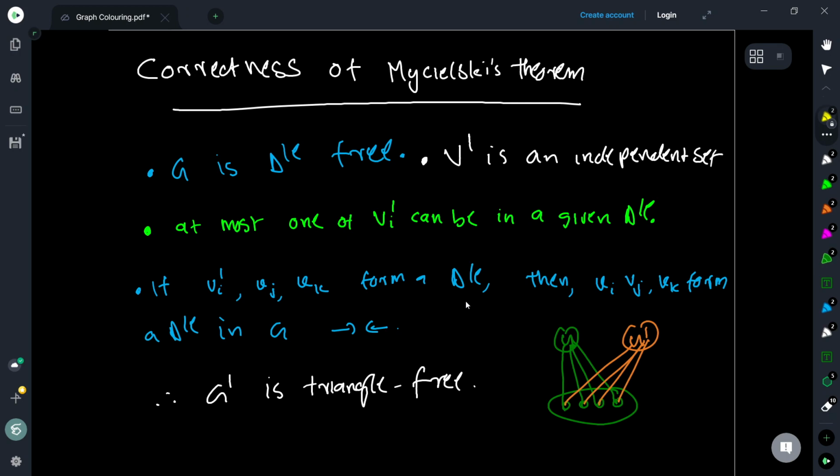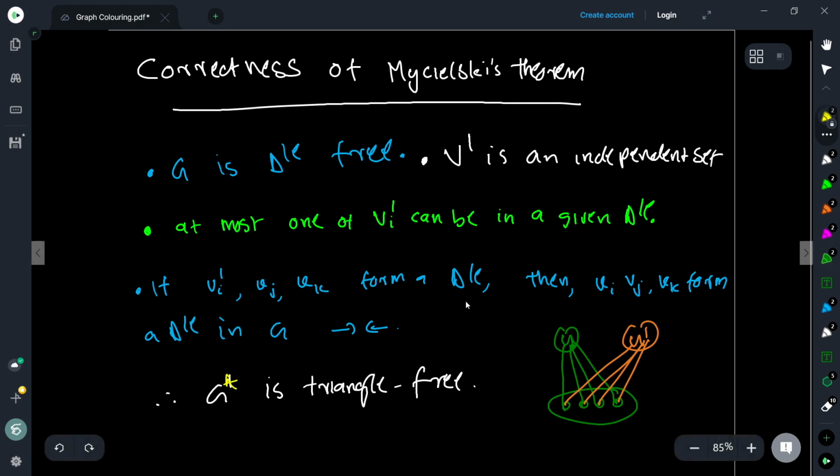First, if G is triangle free, then we know in the graph G star, the set of v dash vertices is an independent set. And we observed that at most one of the v dash can be in a given triangle. We also observed that w cannot be part of any triangle. And now if vi dash, vj and vk form a triangle, then vi, vj, vk also must form a triangle in the graph G, which is a contradiction. So we get that G star is triangle free.